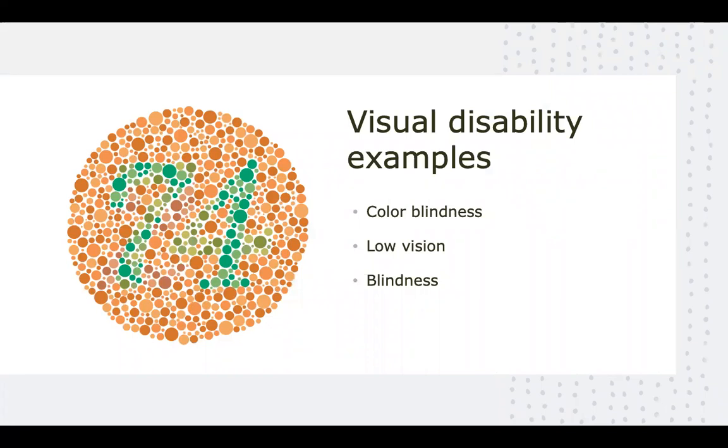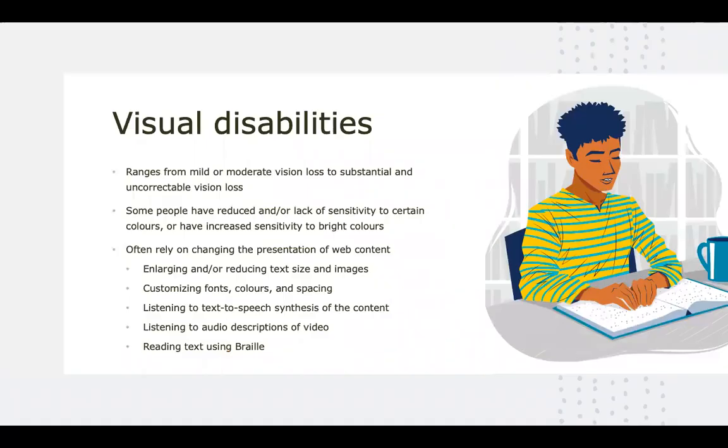The fifth and final grouping of disabilities is visual. Three visual disability examples are color blindness, low vision, and blindness. Visual disabilities can range from mild to moderate vision loss to more substantial and uncorrectable vision loss. Some people may have a reduced or lack of sensitivity to certain colors or have increased sensitivity to bright colors.